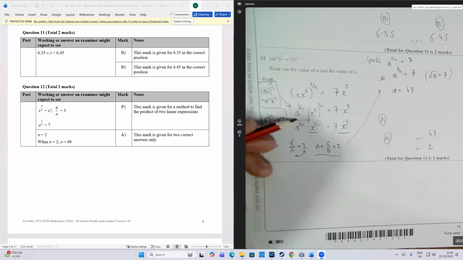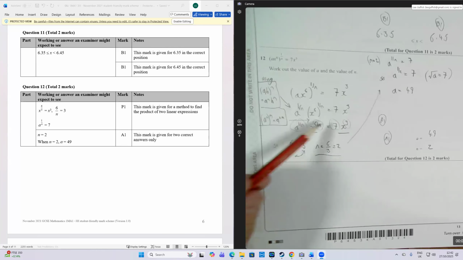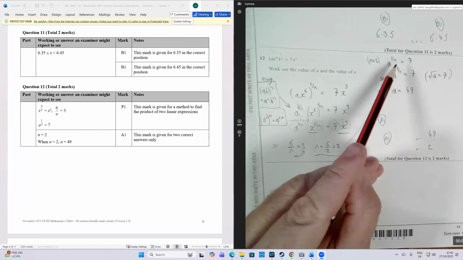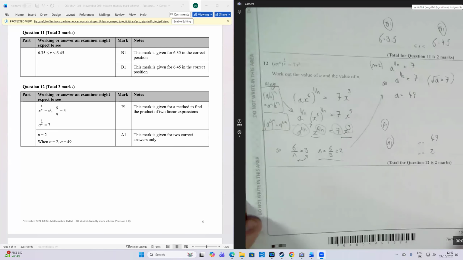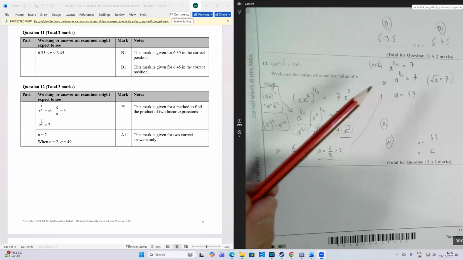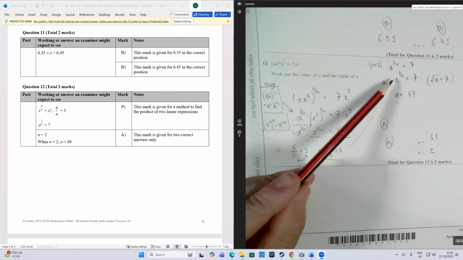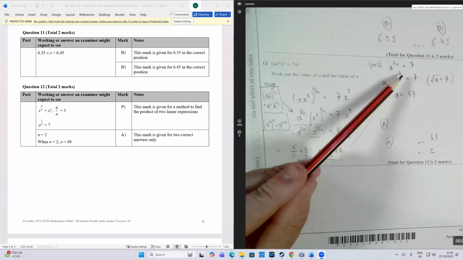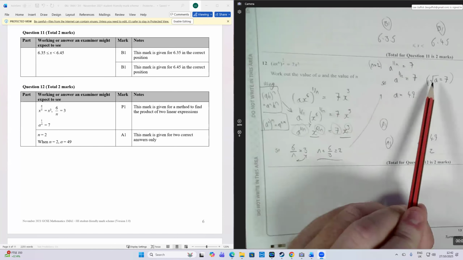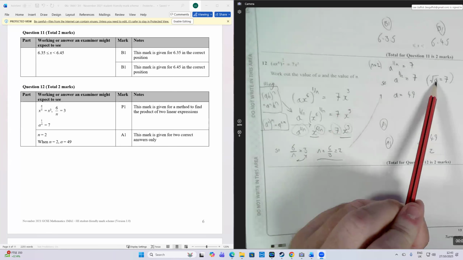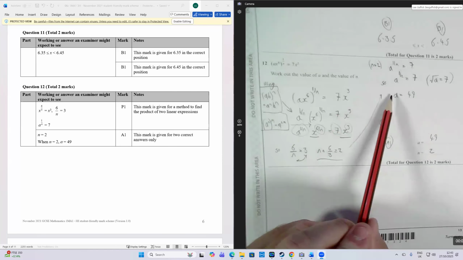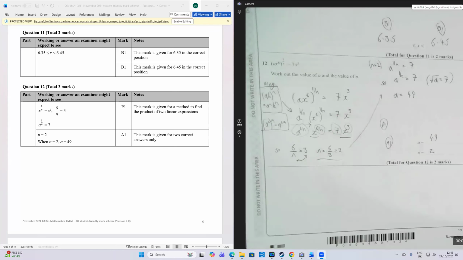Now we can compare the a terms. So we've got something to the 1 over n equals 7. But n is 2, we found out just a moment ago. So that means that a to the half is 7. But remember, a half means square root. So the square root of a is 7. So we square both sides. So a is 49. And that's the answer for that one.